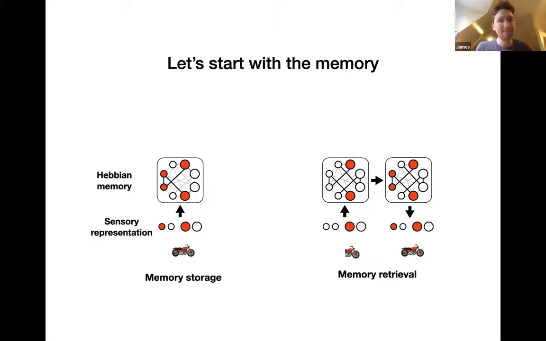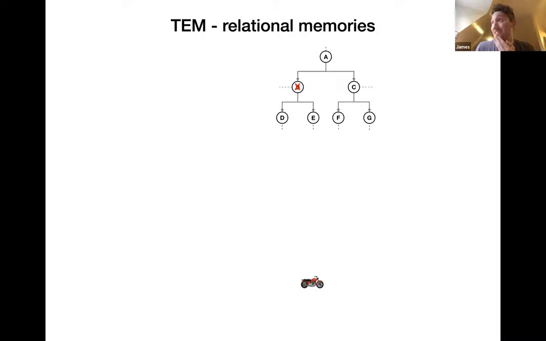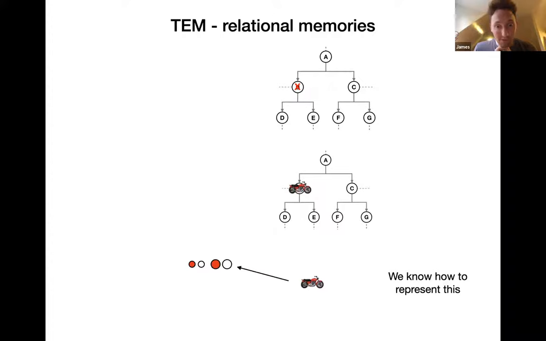What we're really interested in is relational memories. That's memories of observations that know where they are in an abstract structure. We're not just interested in memories of observations alone. We want to know where they are in some abstract space. We want to know that this motorbike is at position B. Okay, so how can we go about doing that? Well, let's take for example that we know how to represent this motorbike with this little red bunch of neurons down there. So we do know how to do that.